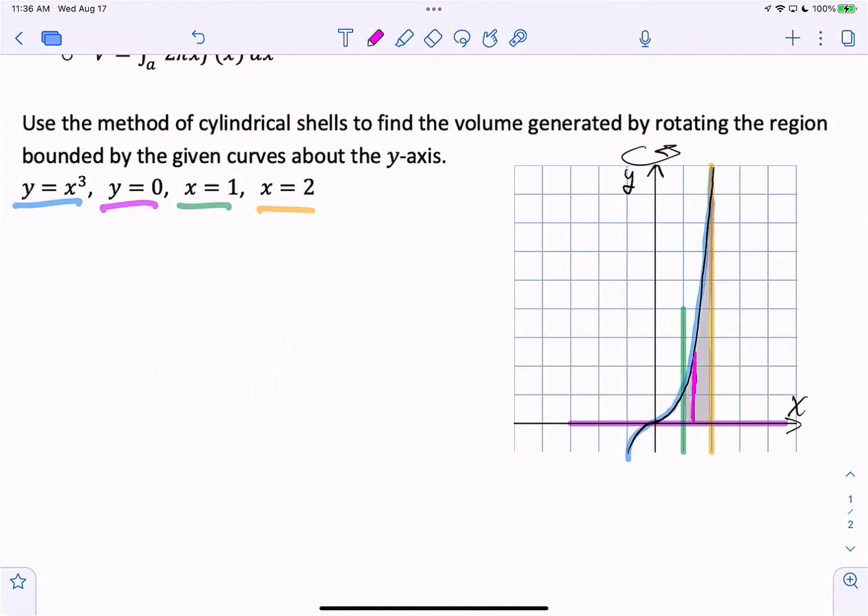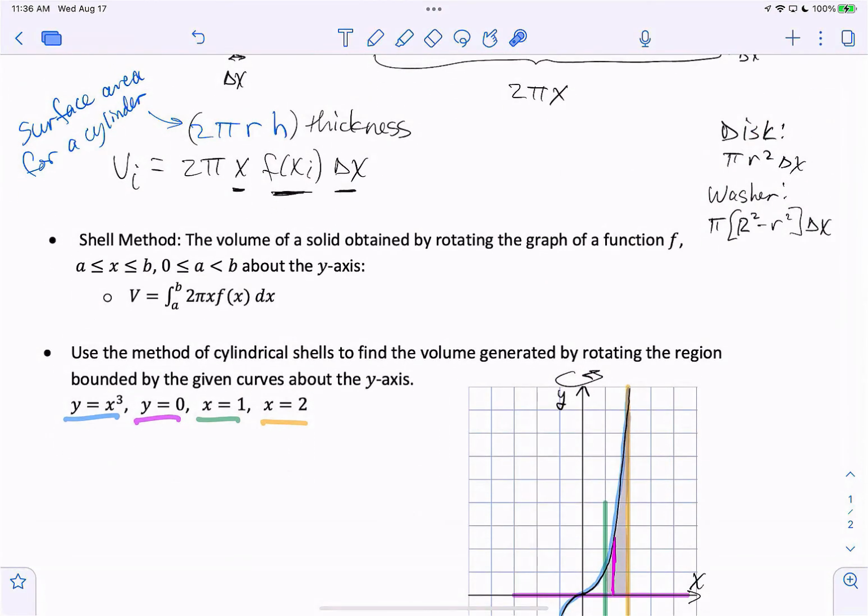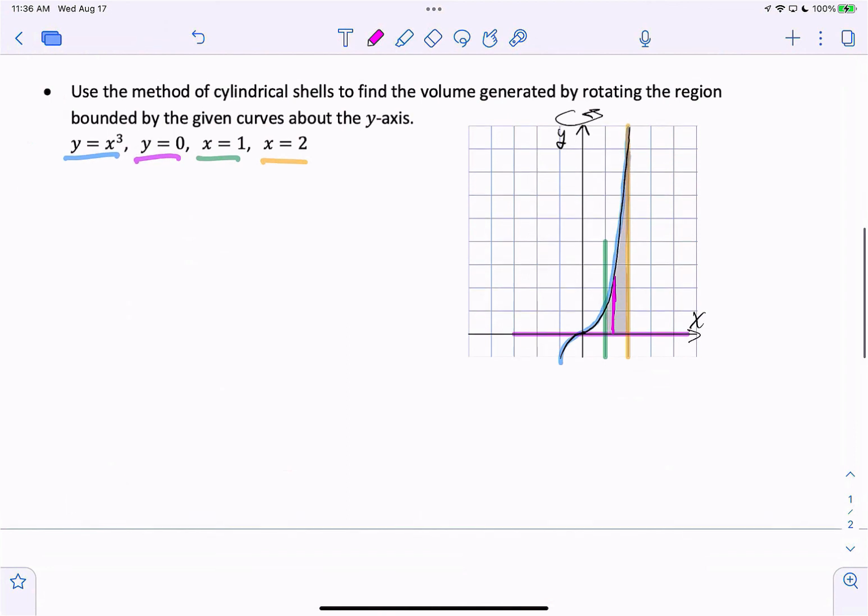If we're using the method of cylindrical shells, then our representative rectangle should be oriented parallel to the axis of rotation. You may recall when we were looking at the disk or the washers methods that the representative rectangle was perpendicular to the axis of rotation, right? So that's the way in which these differ. That's how you know which one you're using.